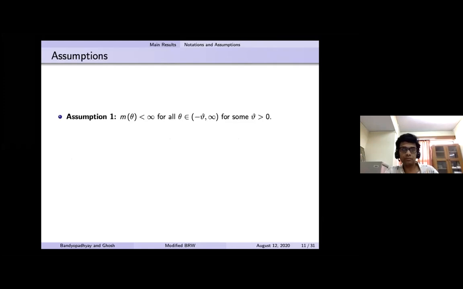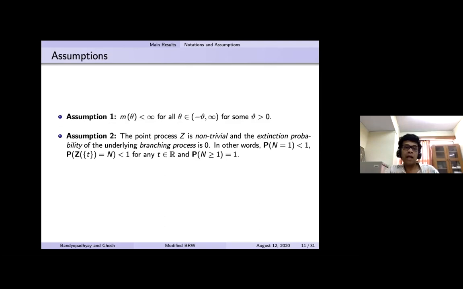Now, a few assumptions which we are going to make. We assume that the moment generating function exists for a lot of values of theta, in particular for all positive theta and a few negative ones, so that zero is an interior point. This is exactly where I make the assumption that the displacements are light tailed, so heavy tail cases do not fall into this domain. The second assumption is a non-triviality assumption. We assume that Z is a non-trivial point process, and the extinction probability for the underlying branching process is zero.